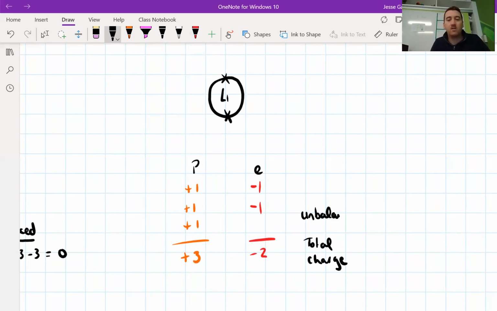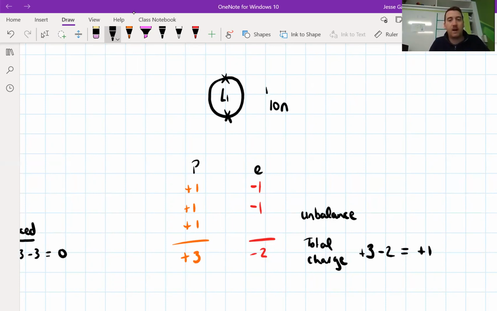They're not equal to each other. So overall, they're not balanced. So we could say the total charge here, we can work it out by saying, okay, we've got +3 minus 2 to give us an overall charge of +1. So this here now is not an atom anymore because it's unbalanced in its charge. We now call this an ion. We've learned that before, that a charged atom is called an ion.